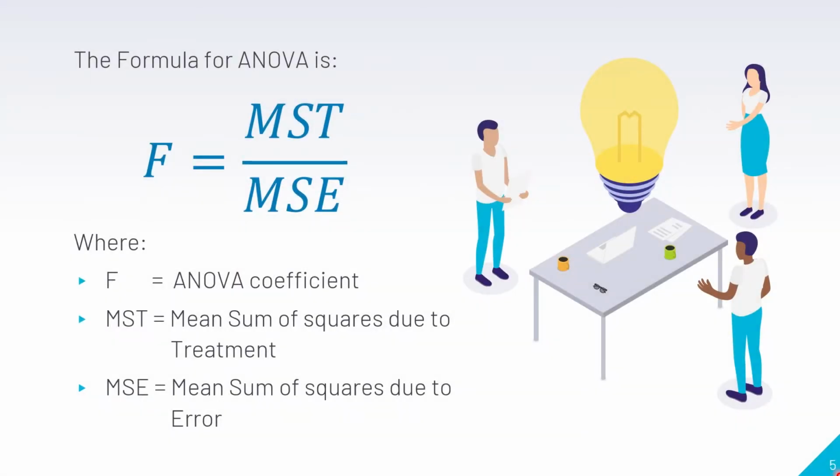The formula for our ANOVA is F equals MST over MSE, where our F is the ANOVA coefficient, our MST means the mean sum of squares due to treatment, and our MSE means the mean sum of squares due to error.